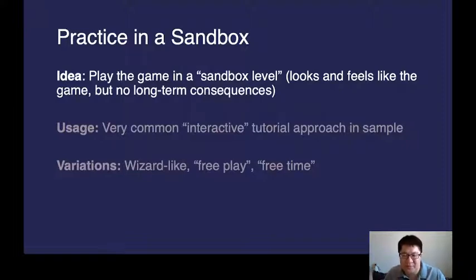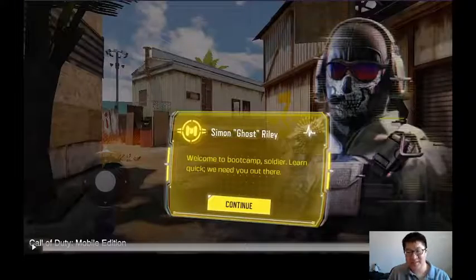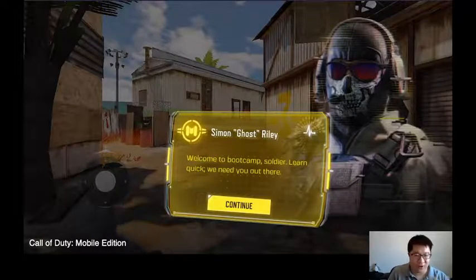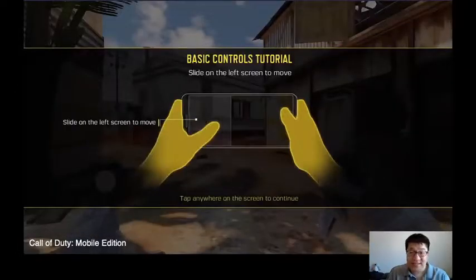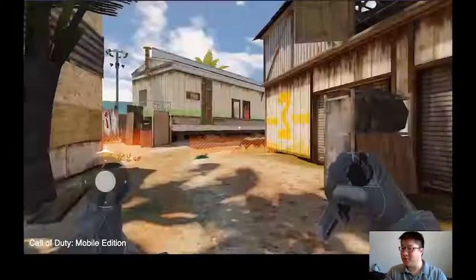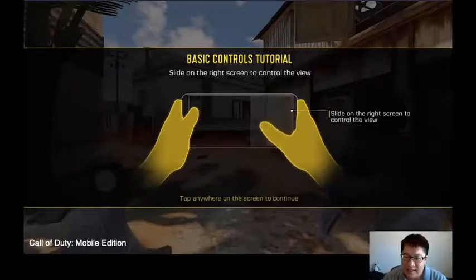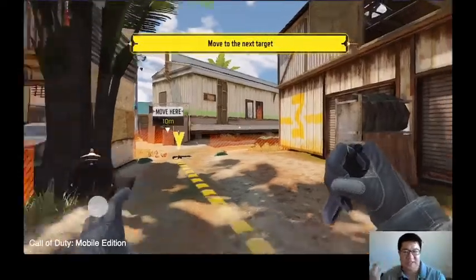You allow the player to play the game in a sandbox level that looks and feels a lot like the game, but actually has no long-term consequences. The use of this strategy is very, very common, regardless of the game types that we saw. In this clip, we're watching the beginning of Call of Duty Mobile Edition. This is a game you play on your phone. And here, it allows you to play in a simplified, low-stakes version of the game.